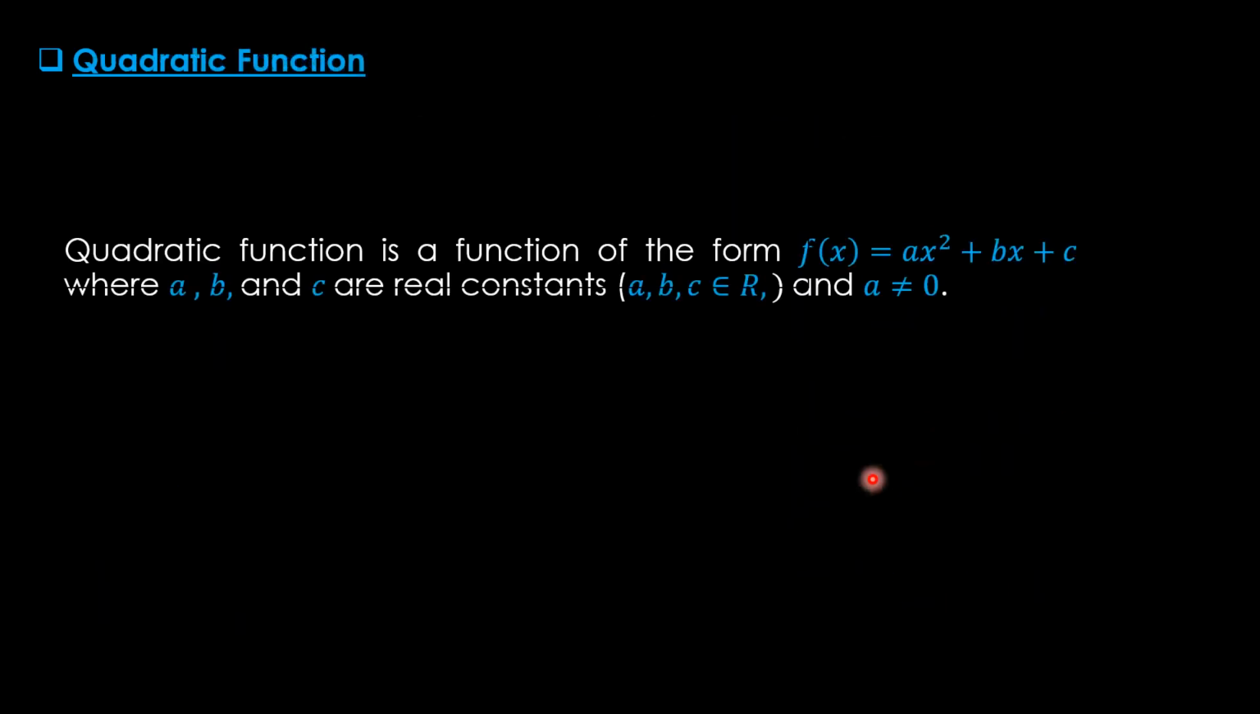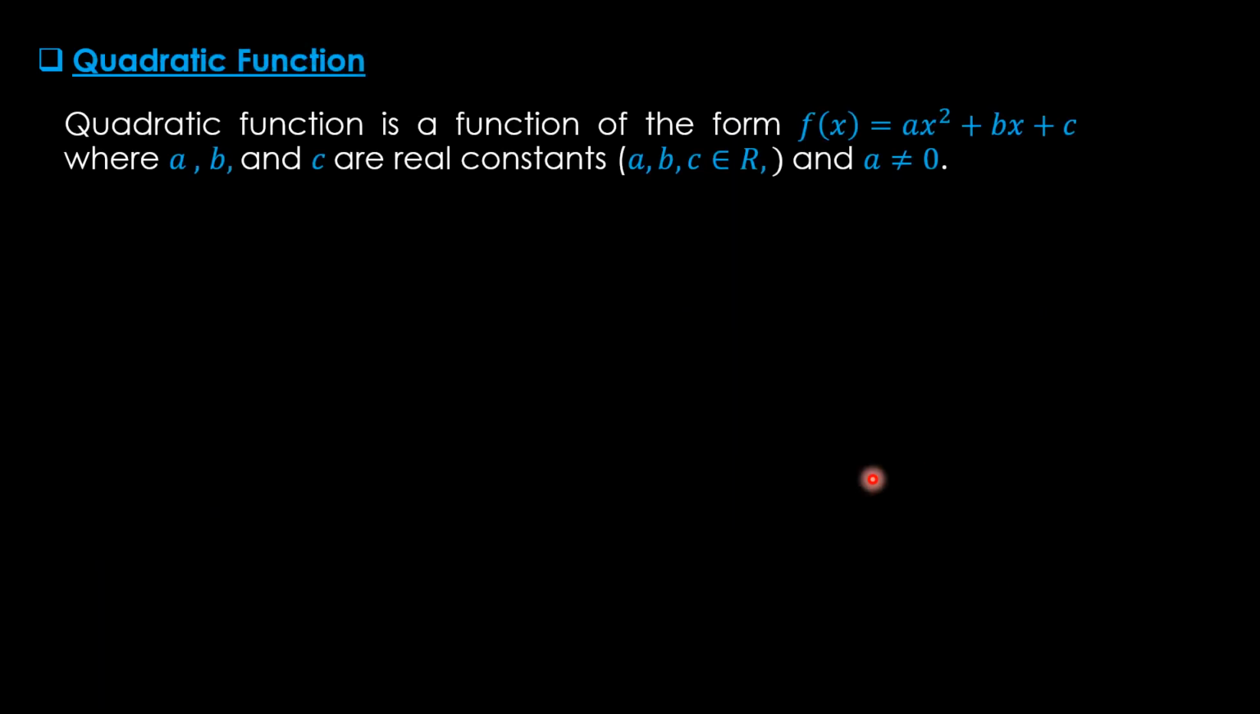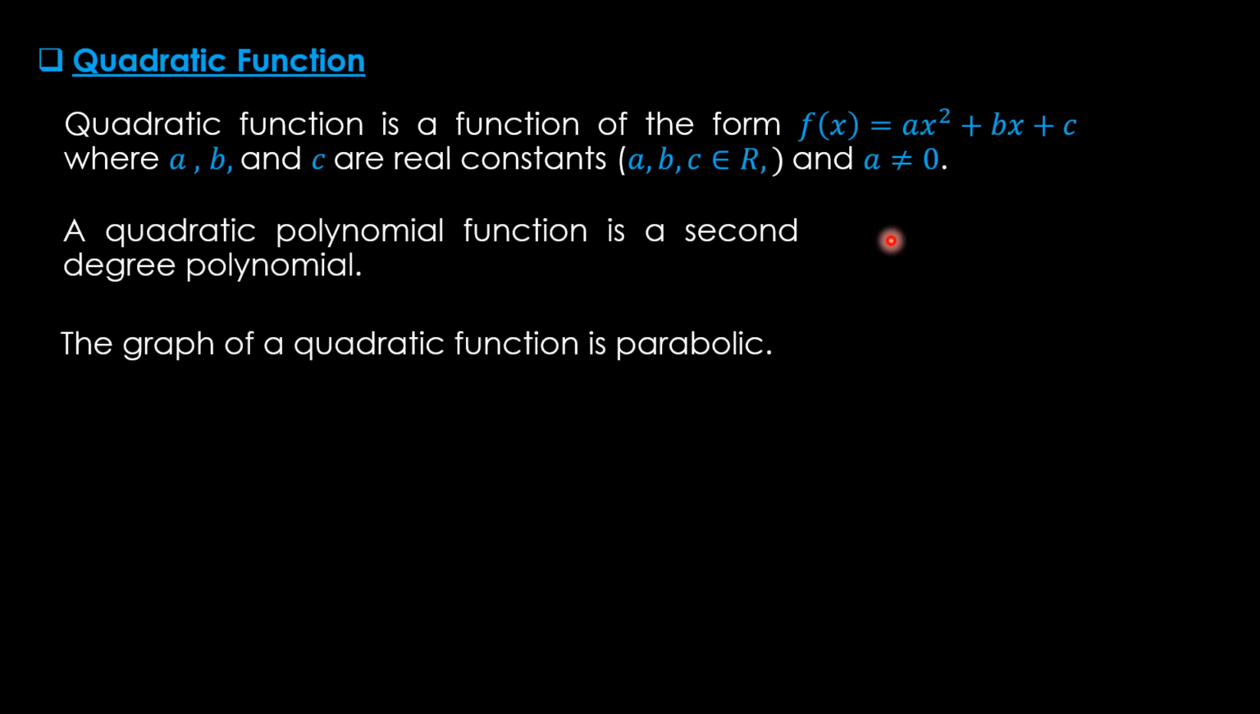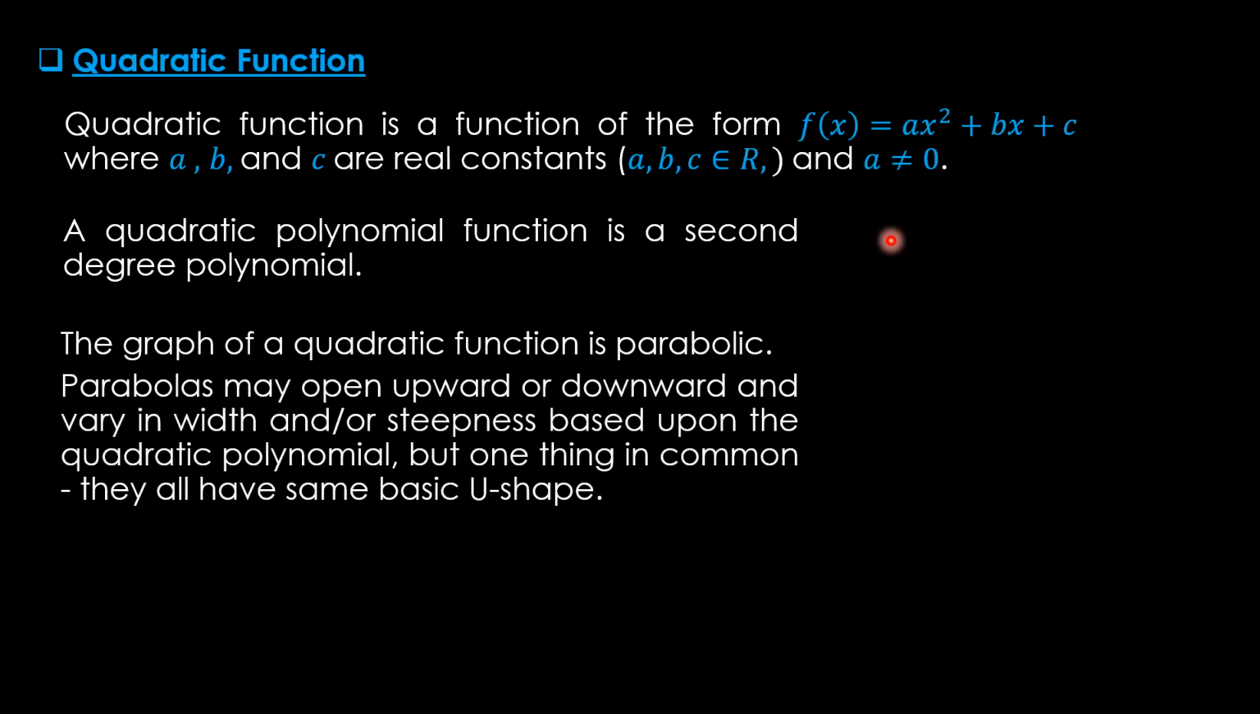Quadratic function. Quadratic function is a function of the form f(x) = ax² + bx + c, where a, b and c are real constants. a, b, c belongs to real numbers R and a not equal to 0. A quadratic polynomial function is a second degree polynomial. The graph of a quadratic function is parabolic. Parabolas may open upward or downward and vary in width and or steepness based upon the quadratic polynomial, but one thing in common, they all have the same basic U-shape.